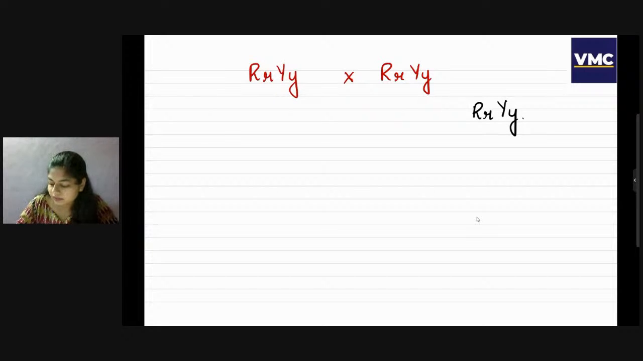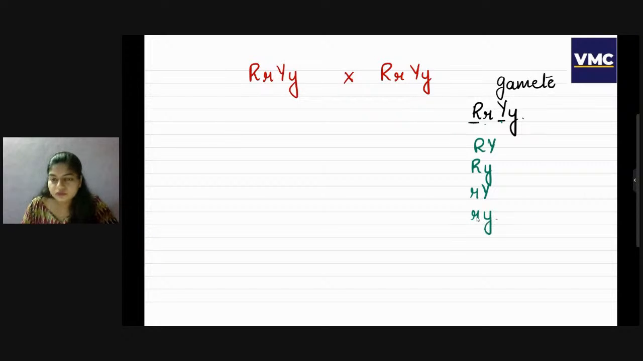Okay, इनके gametes अगर हम देखें, they will produce 4 gametes. This one with the capital R, capital Y. This is one gamete. Capital R, small y. This is another gamete. Third gamete will be small r, capital Y, and the fourth gamete is small r, small y. So ये 4 gametes बनेंगे from this particular individual.